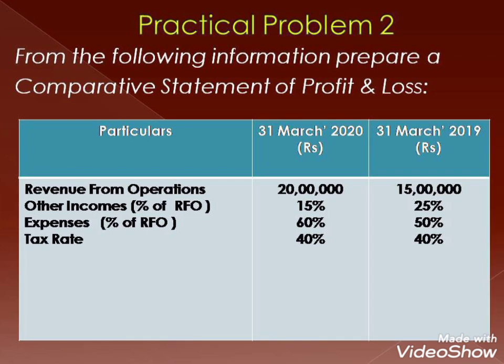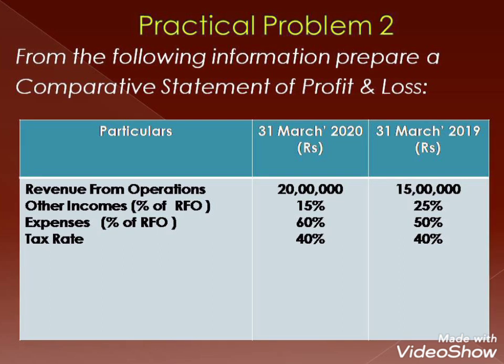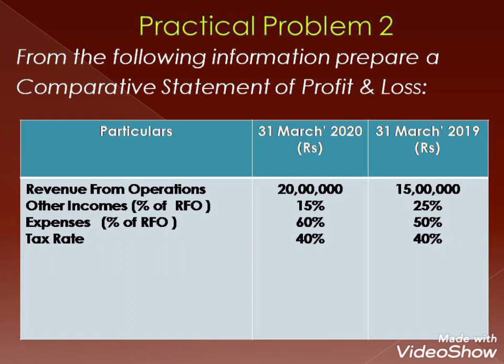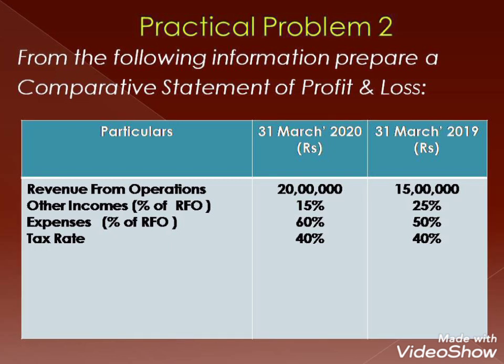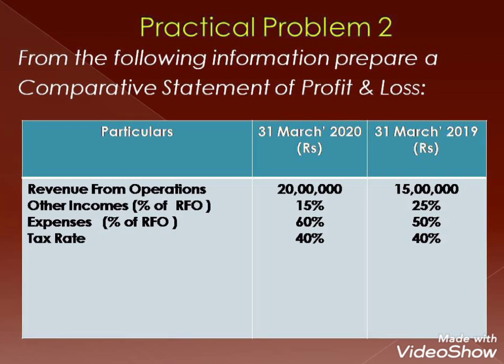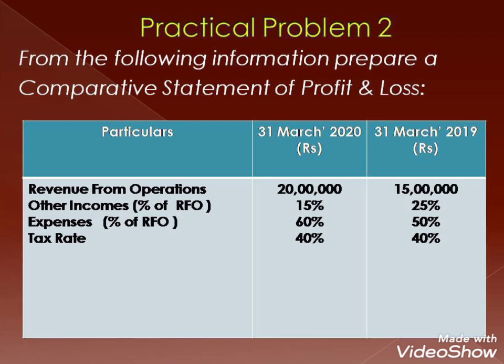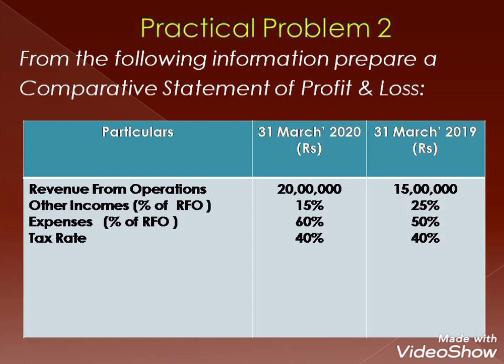Similarly, expenses are also reflected in percentage of revenue from operation. It is 50% in 2019 and 60% in 2020 of revenue from operations. Tax rate is given in both the years at a similar rate, that is 40%. Now on the basis of this information given in this practical problem 2, you have to prepare a comparative statement of profit and loss. Please take a screenshot of the practical problem 2 for your further reference.